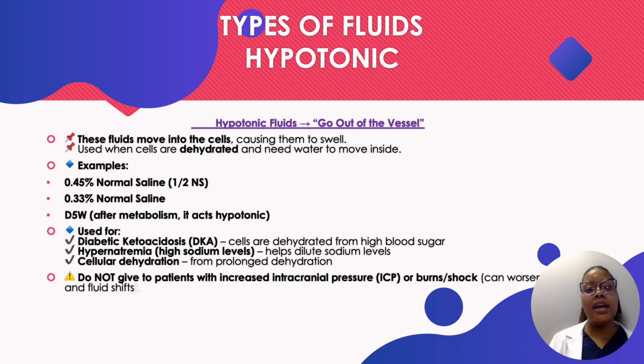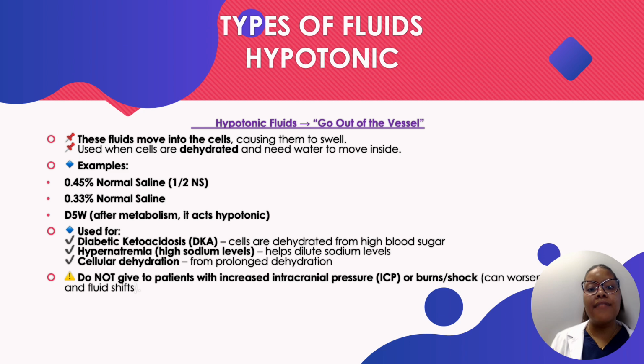And DKA, you will learn about in the weeks to come. But if you are not in my class and you're watching this, you can go over to my endocrine playlist and you'll see the whole diabetes lecture. The cells are dehydrated from high blood sugar. Then we can have hypernatremia, meaning high sodium levels, so this helps dilute the sodium levels.